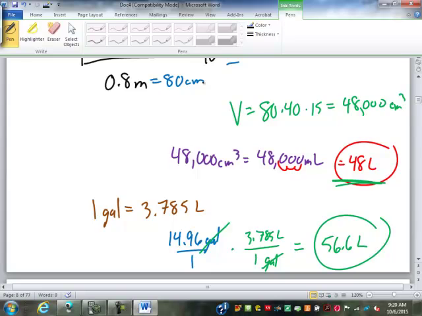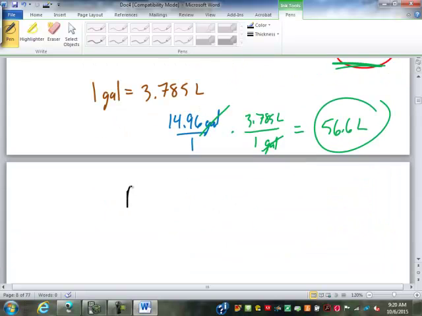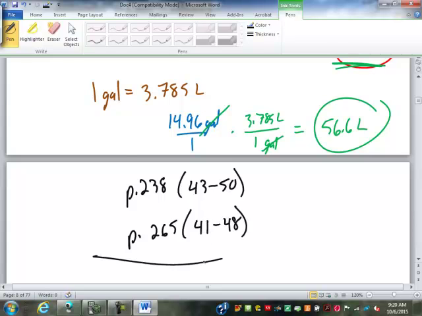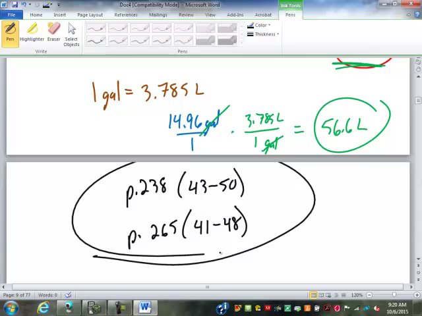Okay, out of your packet. Page 238 in that packet, 43 through 50. Page 265 in the packet, numbers 41 through 48. And while you were working on the quiz, I passed out the answer sheet, at least for the odd-numbered problems in the packet, so you can check those. With that, I'll let you out of here. We'll see you tomorrow. If you're still at the quiz, make sure you finish it up or make arrangements with me to get more time on it.